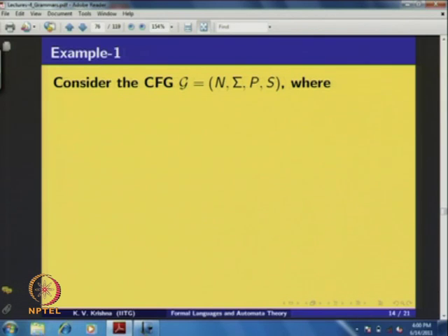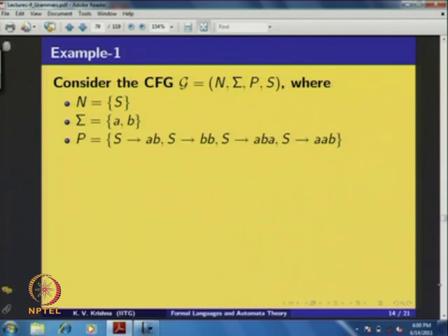Now, let us look at certain examples to understand the notion defined here. Consider the CFG N, sigma, P, S, where N is the singleton S, sigma is the set {a, b}, and the production rules we are considering: S gives ab, S gives bb, S gives aba, S gives aab, finitely many rules. On the left side only one non-terminal symbol is there, and on the right side a mix of terminals and non-terminals is allowed. Here we are considering only terminal symbols, for example ab here, bb here, aba here, aab here. Finitely many rules are under consideration.